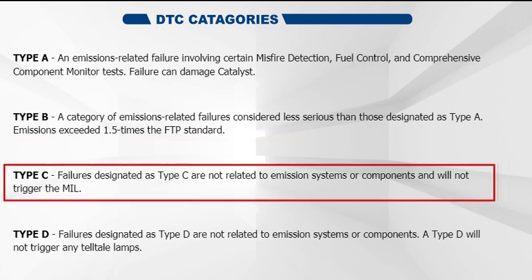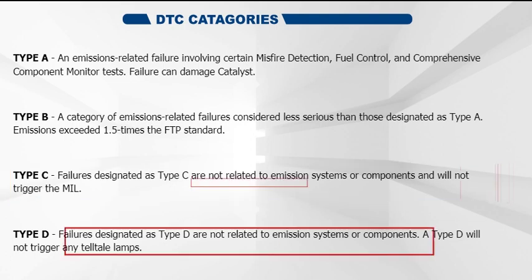Type C DTC. Failures designated as Type C are not related to emission systems or components. Consequently, these malfunctions will not trigger the MIL. Instead, a Type C failure will cause the illumination of a specific service light, fuel cap, or fault message, depending on the vehicle, after the first occurrence. In addition, a hard code will be stored by the appropriate onboard computer.